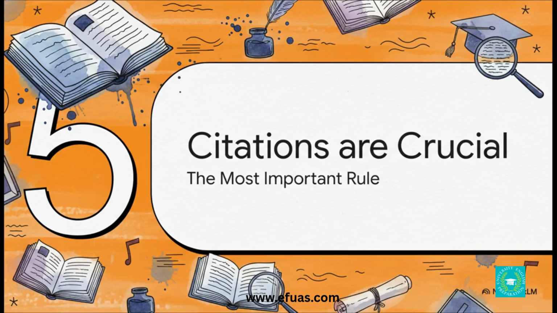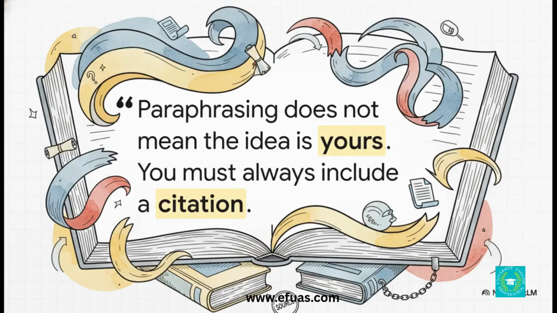We've now learned how to paraphrase, which is fantastic, but there is one final critical rule we need to talk about. Don't forget the citation. This is honestly the most important rule when you're using sources in your academic writing. I really can't say this enough. Just because you change the words, that does not make the idea yours. The original idea still belongs to the author of the source. You must always, and I mean always, give them credit by including a citation.